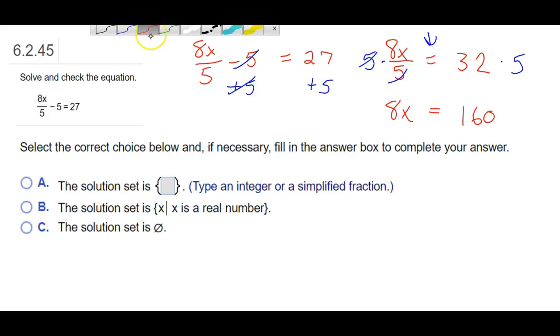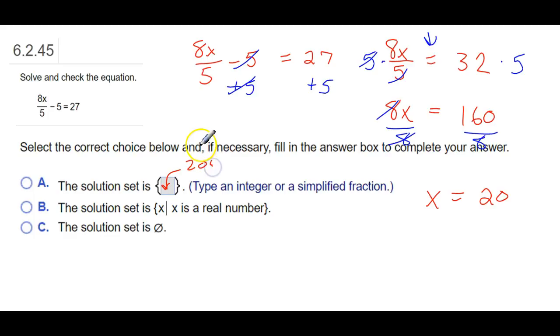The last thing I'm going to do is divide by the number in front of the x that's been multiplied by x. And then that's going to leave me with just x. So that's what I mean by isolating x. Now x is by itself. 160 divided by 8 is 20. And so our solution set is we would put a 20 in that box. Just 20, not 200. And this would then be bubbled in when you do your answer.